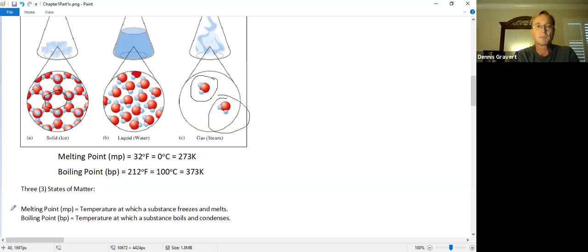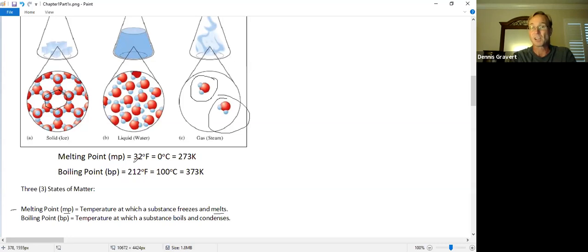So just be familiar with the term melting point. We might abbreviate MP from time to time. And that's simply the temperature at which something melts. But hey, if you take some liquid water, put it in an ice tray and stick it in the freezer, it'll turn back to a solid. It will freeze. And what temperature does that happen at? The same temperature at which it melts, right? So the melting point is the same as the freezing point.